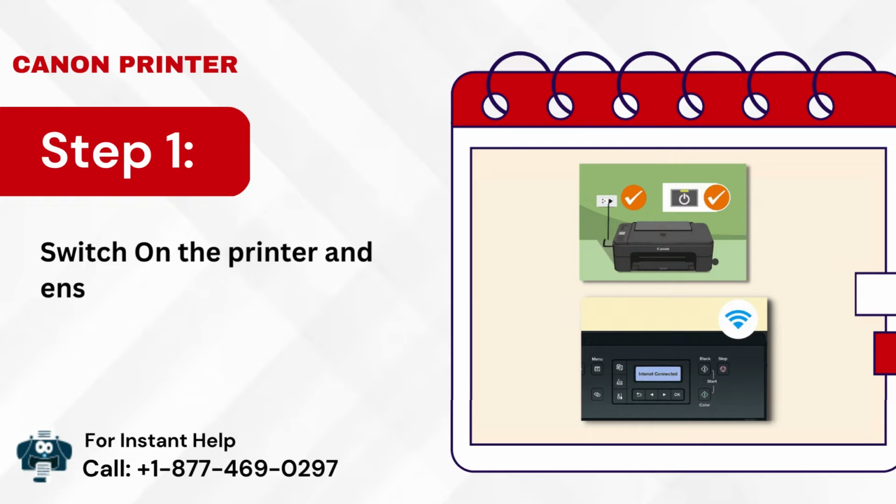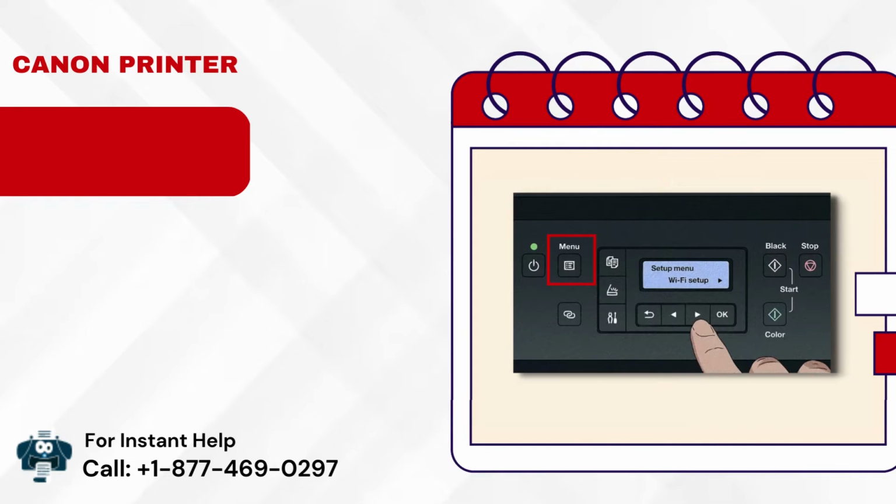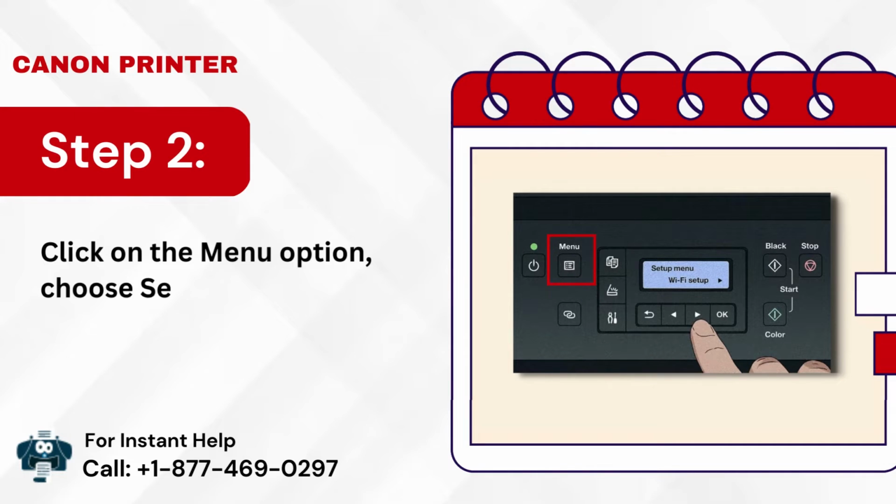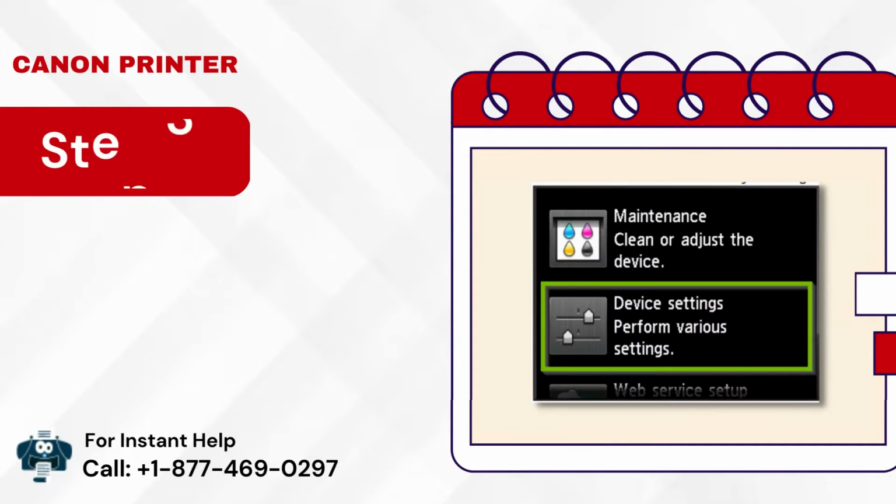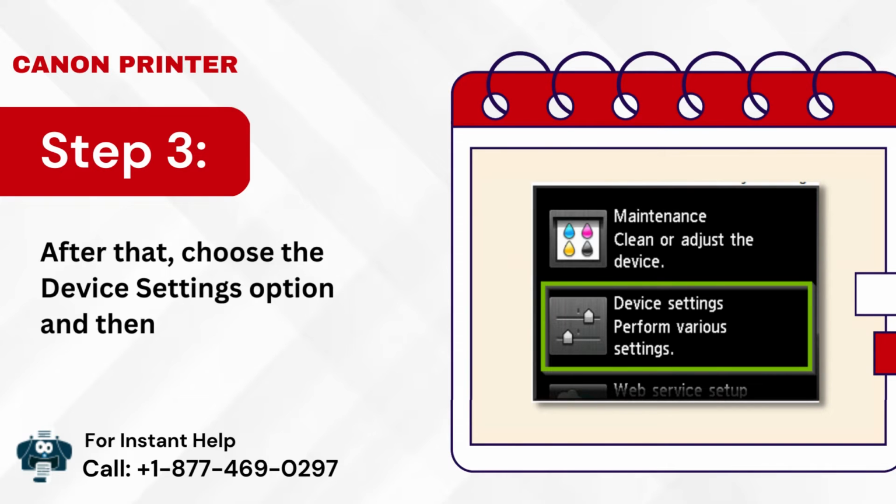Step 1. Switch on the printer and ensure it has an internet connection. Step 2. Click on the menu option, choose Setup, and click on the OK button. Step 3. After that, choose the device settings option and then hit OK.